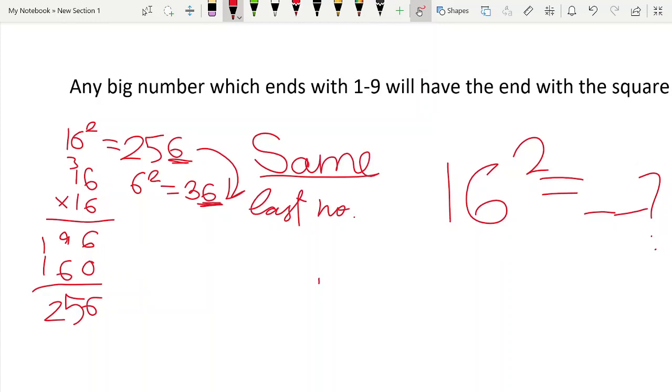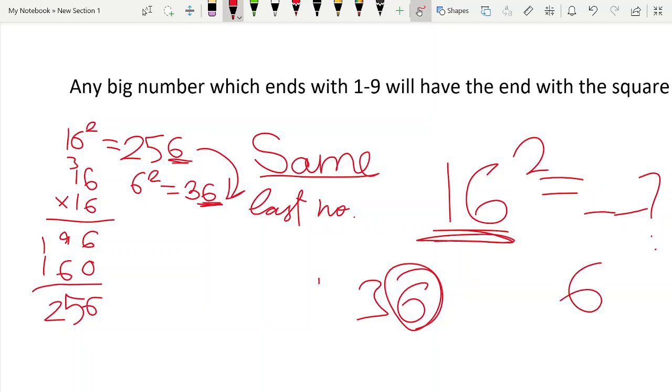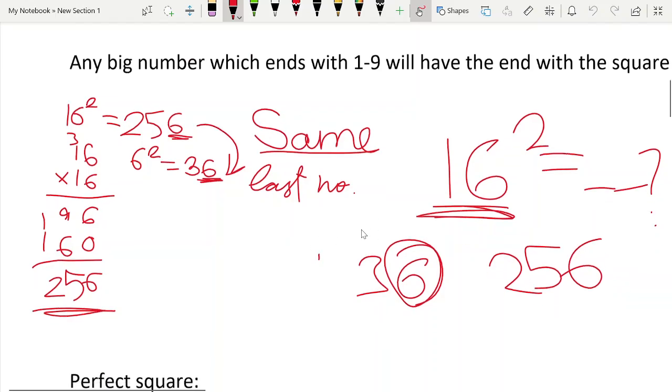Now 6 square is equal to 36, because 6 times 6 is 36. So this 36 has the end digit of 6. So the end digit of 16 square will be 6. Now 16 times 16 is 256. So we've got 2, 5 and 6. So that's how you can make sure.